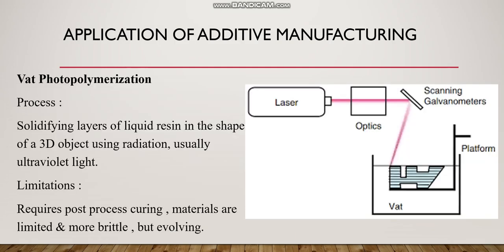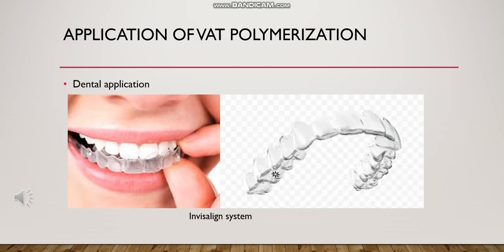Continue with the applications of additive manufacturing. Before we enter the applications, I would like to introduce the techniques of additive manufacturing to explain them more easily. The first is wet photopolymerization, and the process is done by solidifying layers of liquid resin in the shape of a 3D object by using radiation, usually ultraviolet light. Dental products such as Invisalign braces are made with the wet photopolymerization method, which is one of the additive manufacturing methods.